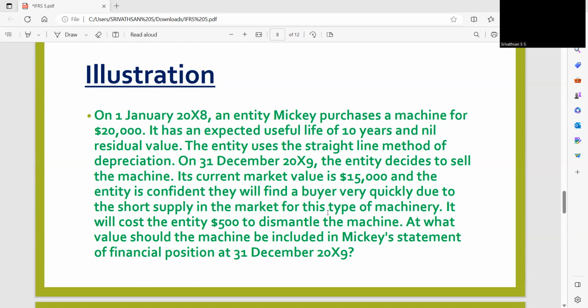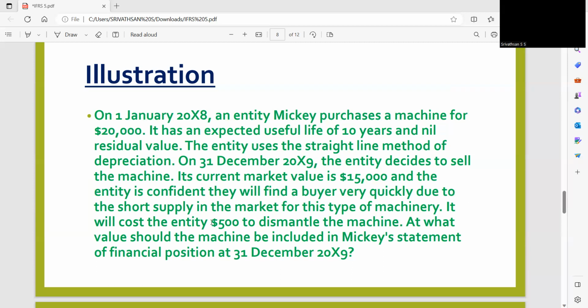Its current market value is $15,000 and the entity is confident that they will find a buyer very quickly due to short supply in the market for this type of machinery. So the condition for classifying the asset as a non-current asset held for sale is satisfied here. It will cost the entity $500 to dismantle the machine. So this $500 is nothing but the cost of disposal. At what value should the machine be included in the statement of financial position at 31st December 2019? Basically, in this question they are asking at what value the non-current asset held for sale should be shown in the statement of financial position.